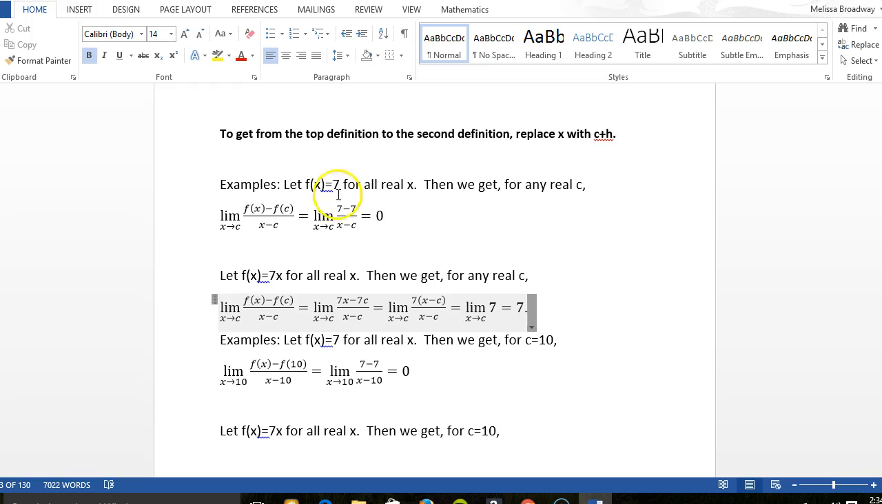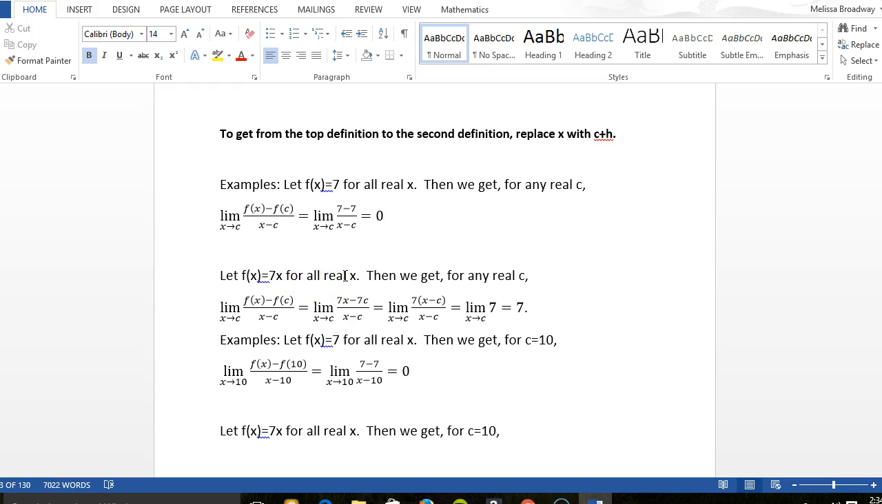So there's that. And for any point c, you could let c be 20. So if you replace c with 20, you'd have f of 20 here and 20 here, but you'd still get 7 minus 7 over x minus 20. You'd still get 0. You could let c be whatever. c can be any real number under the sun. Now, a little less trivially, let's say f of x equals 7x for all real x.